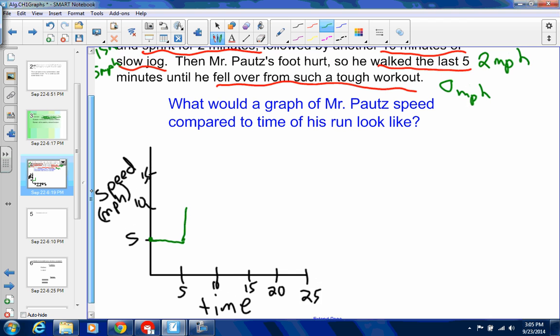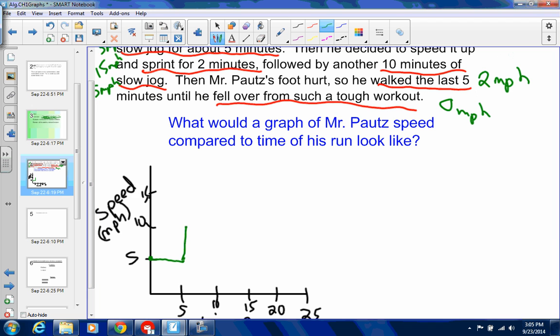Or did we say 15? All right, we went up to 15 right away. And I started sprinting, so that was pretty quick. It says I only did that for 2 minutes, so only about 2 minutes here. And then I went back down to 5 miles an hour for a slow jog. So dropped right down to a slow jog. It's pretty easy to slow down.